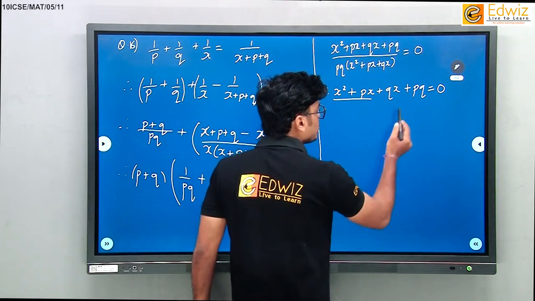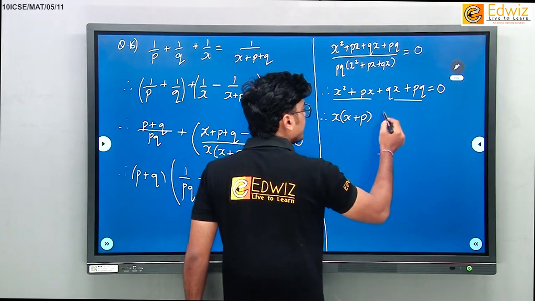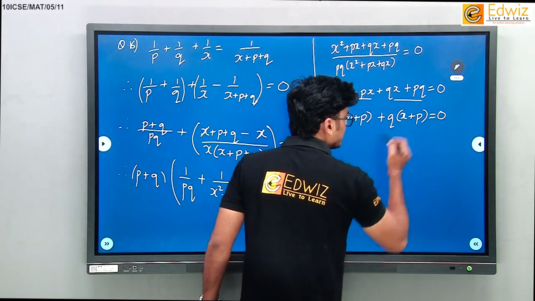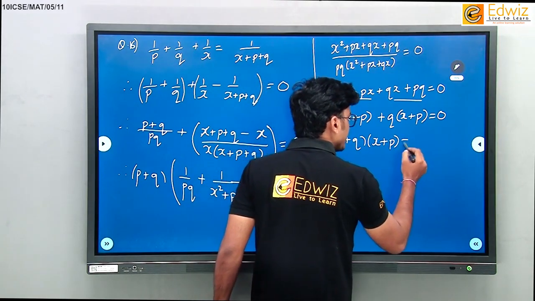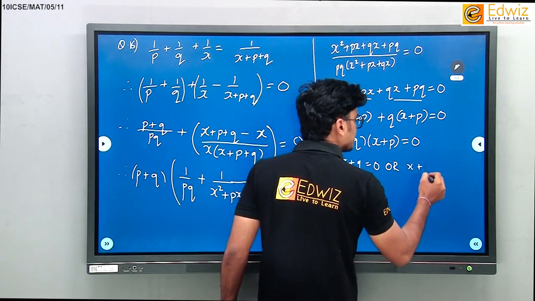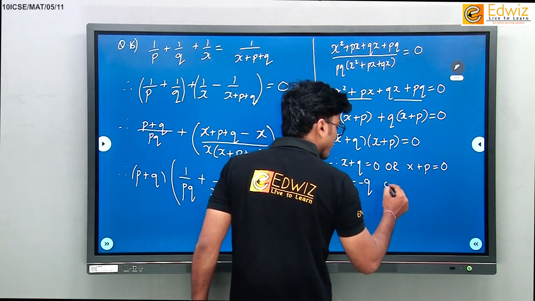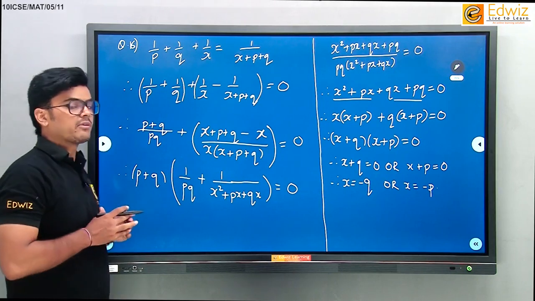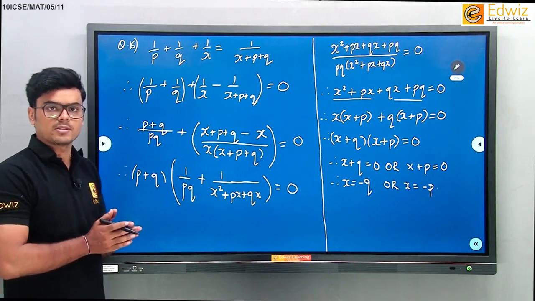So let us factorize these two and these two together. It will become x common, x plus p. Here we can take q common, and x plus again we will get p equal to 0. Okay, so x plus q multiplied by x plus p equal to 0, x plus q equal to 0, or x plus p equal to 0. Zero product rule. Okay, the value of x is minus q or minus p. Okay, this is how we solve this equation. I hope you understood this part. Now I'll give you 1 minute to note this down and we'll move on to the next question.